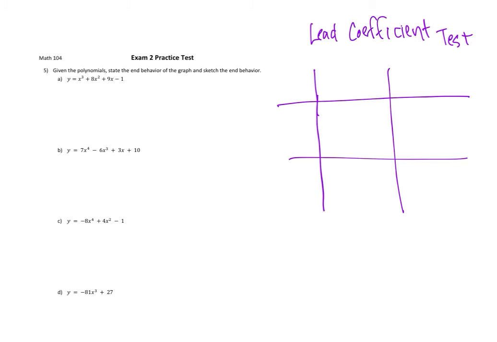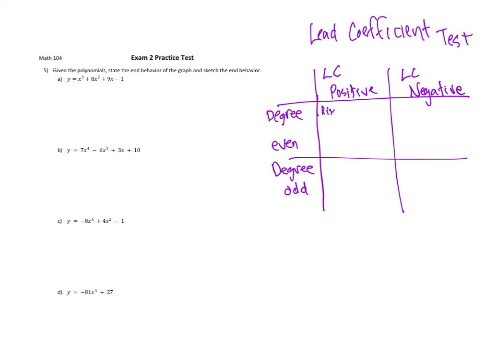So if our leading coefficient, let's just call that leading coefficient, is positive, or if our leading coefficient is negative, it's going to affect how our graph ends. The other thing that's going to affect it is the degree. If our degree is even or if our degree is odd. Okay, if we have a positive leading coefficient and our degree is even, we are going to rise left and right.